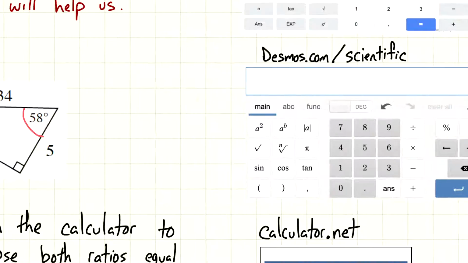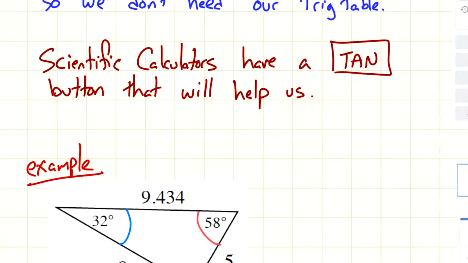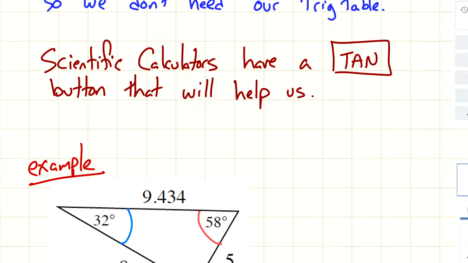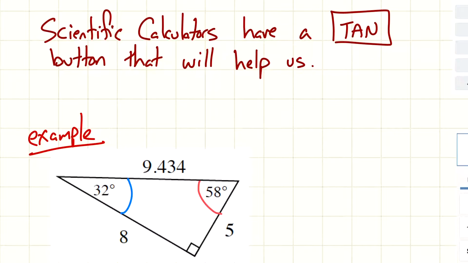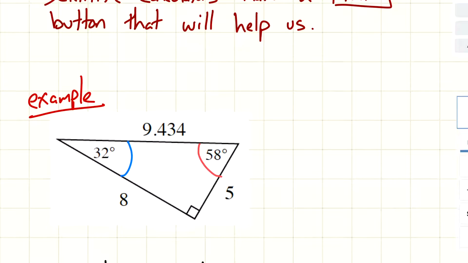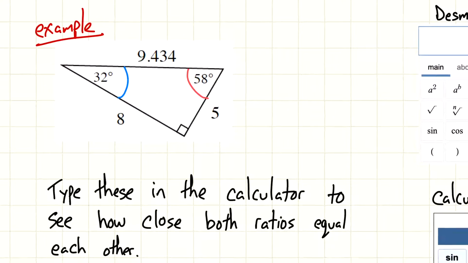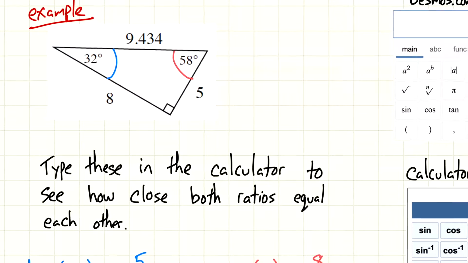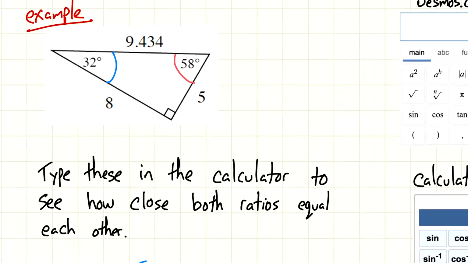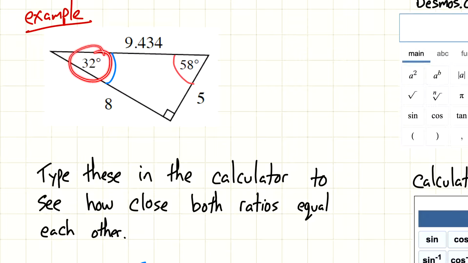Let me back up a little bit. Scientific calculators have this button for us to access our ratios. We want to see if this is true or not. Does it work? What does it give us? Here's an example. Here's a triangle. We already have all the measurements, but if you didn't notice, these are actual numbers or angles that are not in our trig table, so we cannot look them up in our notes. We would have to use the calculator at this point.